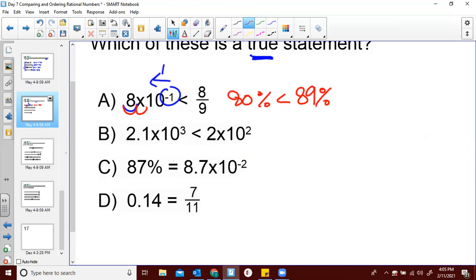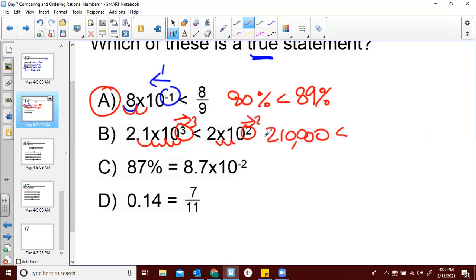So right away, A is looking like a good answer, but we're good math students. So let's go ahead and finish these out. This 3 here means I'm going to the right 3. So that's going to be 1, 2, 3. But don't forget to double dip. So it's still 1, 2 more. So we have 1, 2, 3, 4 zeros. And that's going to be less than, again, this is right. 1, 2, 1, 2. And that looks like it's going to be 20,000. So B is not correct.